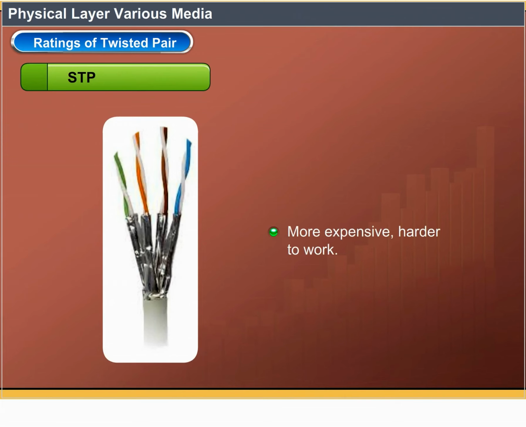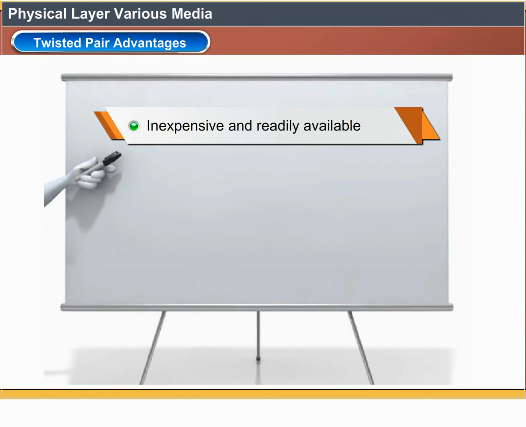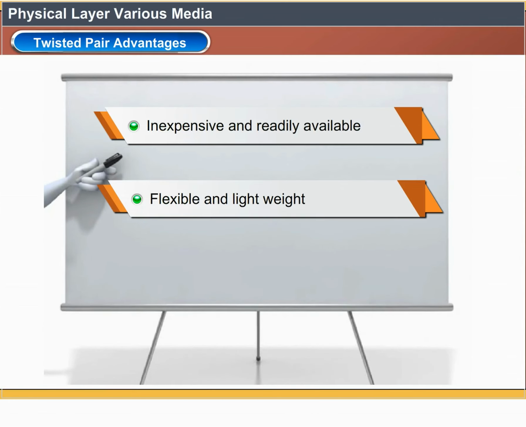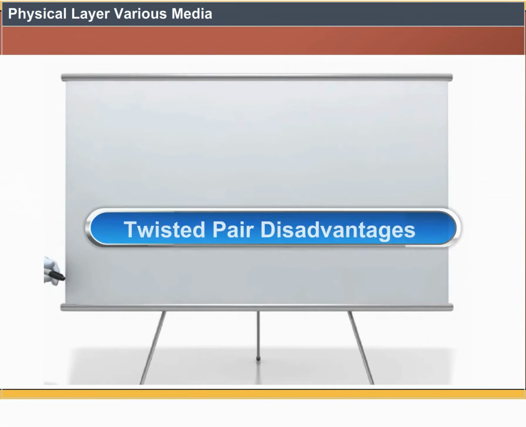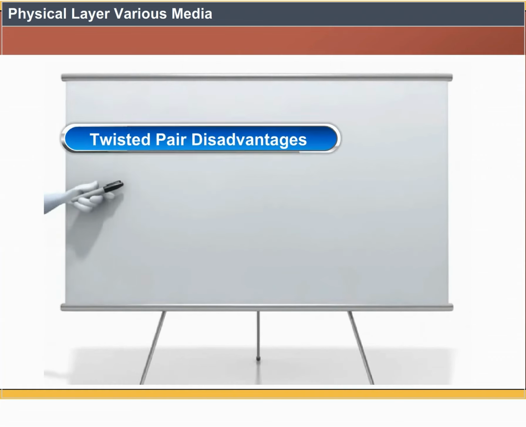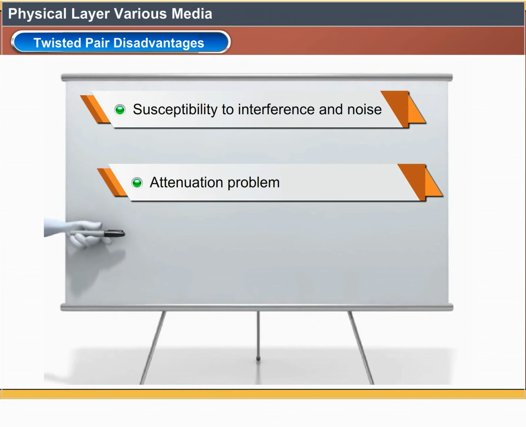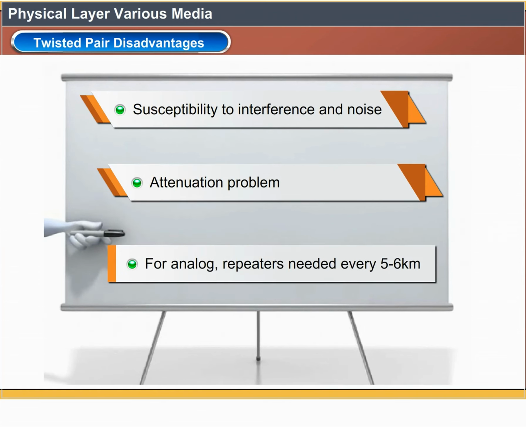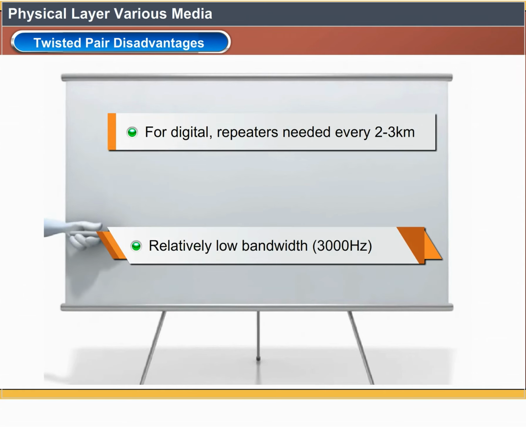Twisted pair advantages: inexpensive and readily available, flexible and lightweight, easy to work and install. Twisted pair disadvantages: susceptibility to interference and noise, attenuation problem. For analog, repeaters needed every 5 to 6 kilometers. For digital, repeaters needed every 2 to 3 kilometers. Relatively low bandwidth, around 3000 Hz.